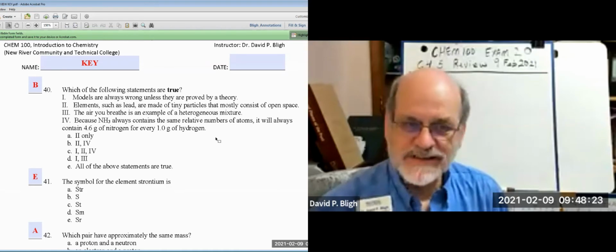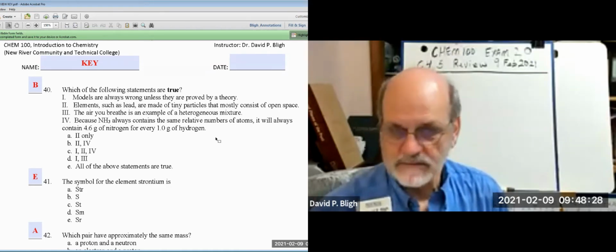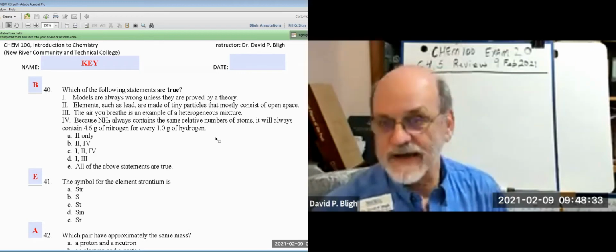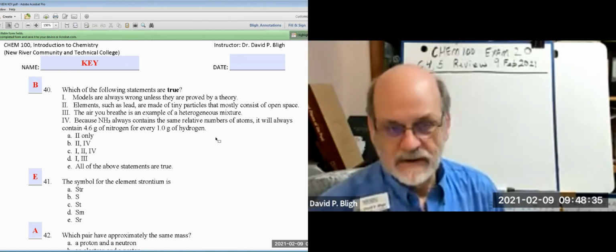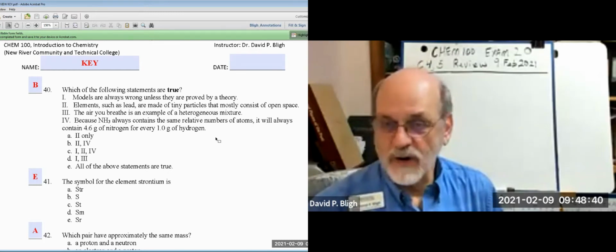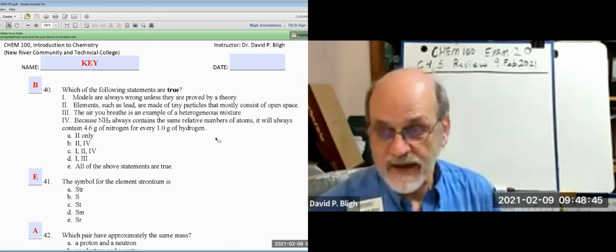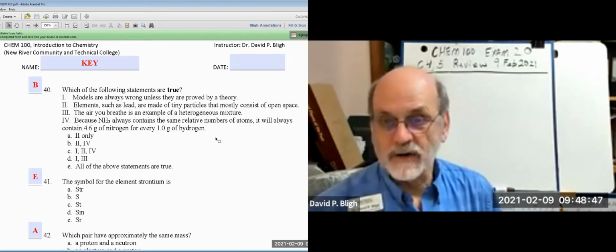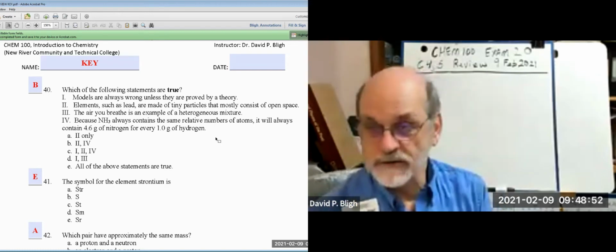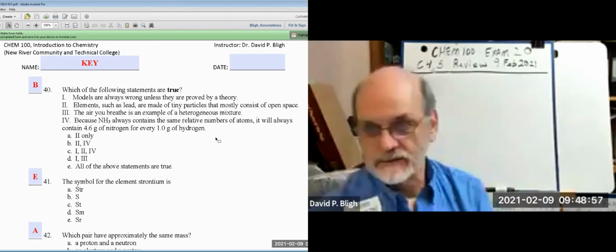Elements such as lead are made of tiny particles that mostly consist of open space. That's about as true as you can get without saying exactly what lead is. As an example, any element is made of tiny particles, now we call atoms, and they are mostly empty space. Rutherford proved that with his gold foil experiment. Right? He fired alpha particles at gold foil, and most of them just went straight through. No deflection at all.